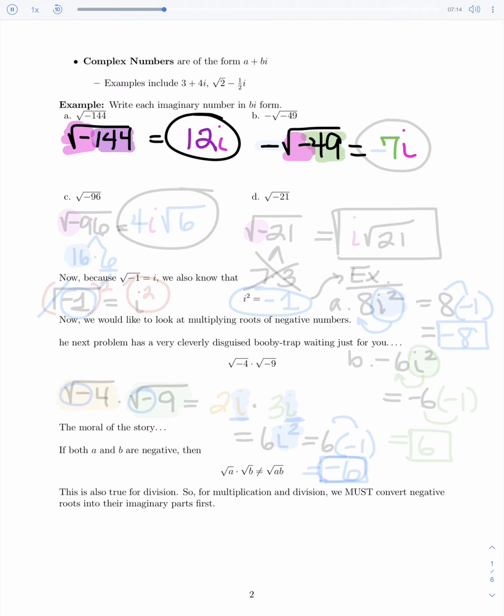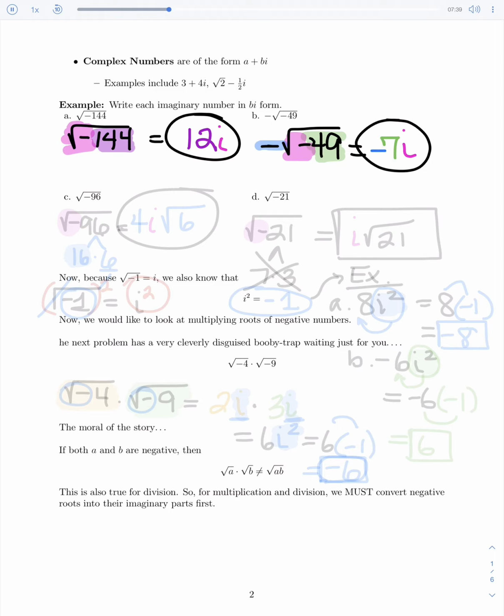Okay, but there is also a negative on the outside of the root. The negative on the outside of the root will just get applied at the end and make sure that you end up with a negative answer. So our negative on the inside came out as an i. The negative on the outside actually meant you had a negative answer, which left us with a negative 7i.